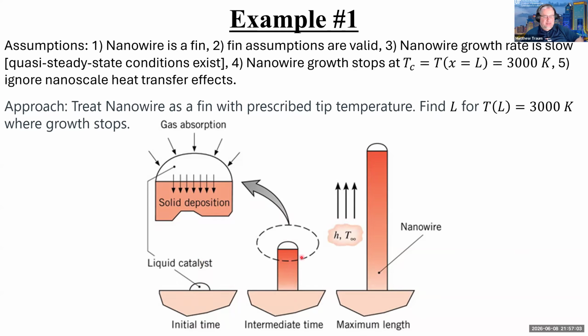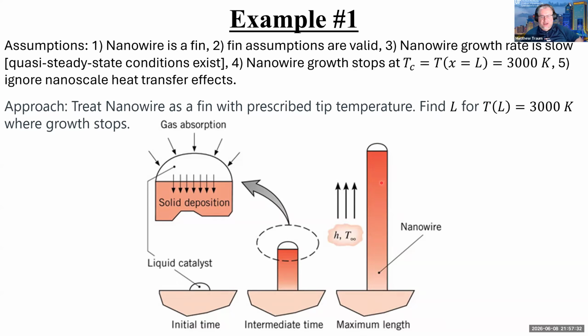But the catalyst, because it's a catalyst, right? You should remember from chemistry, catalysts don't actually change their chemistry. So whatever the catalyst is doing, it just keeps on doing it, still absorbing gas from the environment and converting it into nanowire. It just keeps on growing. And like I said in the beginning, everything is a fin, right? So as this thing grows, it starts to look like a fin protruding from a surface.